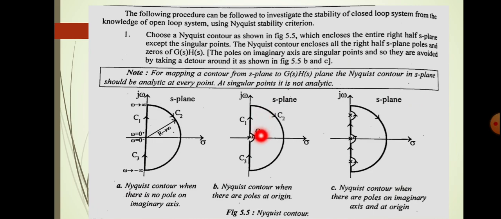And here, in the second figure, the contour is divided into 4 parts, C1, C2, C3 and C4. So we have to map each section differently into the g of s h of s plane. First we will map the C1 portion to the g of s h of s plane, and next we will map C2 in the g of s h of s plane. Next we will do C3 and then we will do C4. Finally we will add all these in order to get the combined effect of all these points.